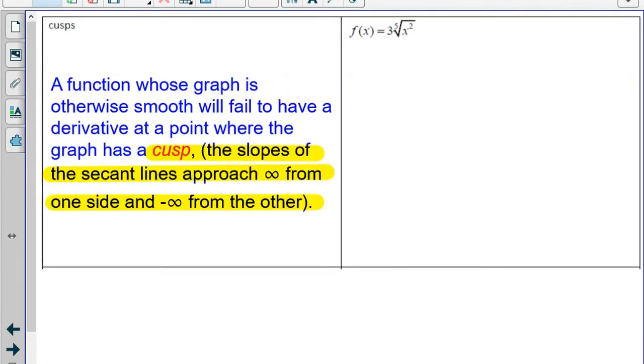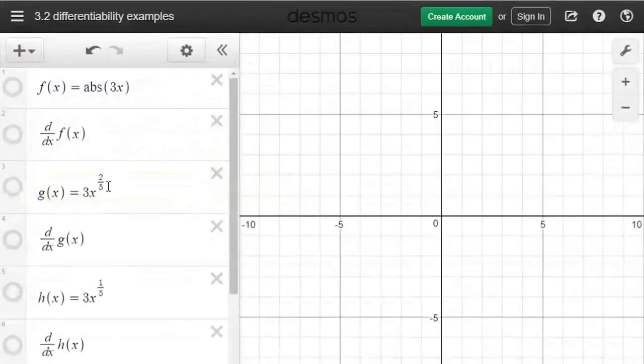A cusp. A cusp is a function whose graph is otherwise smooth, but it will fail to have a derivative at the point where the graph has secant lines approaching infinity from one side and negative infinity from the other. So what happens is this kind of looks like a corner, and it basically has the same properties as a corner when you look at the graph. So it's continuous the entire time.